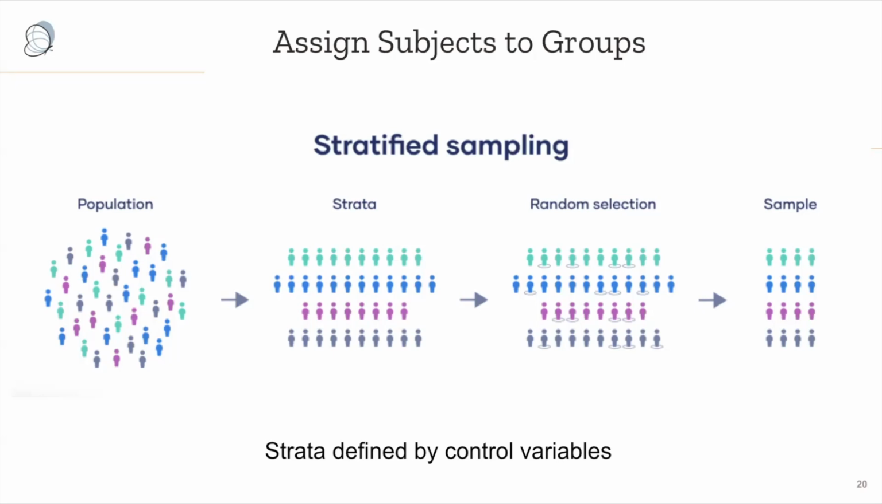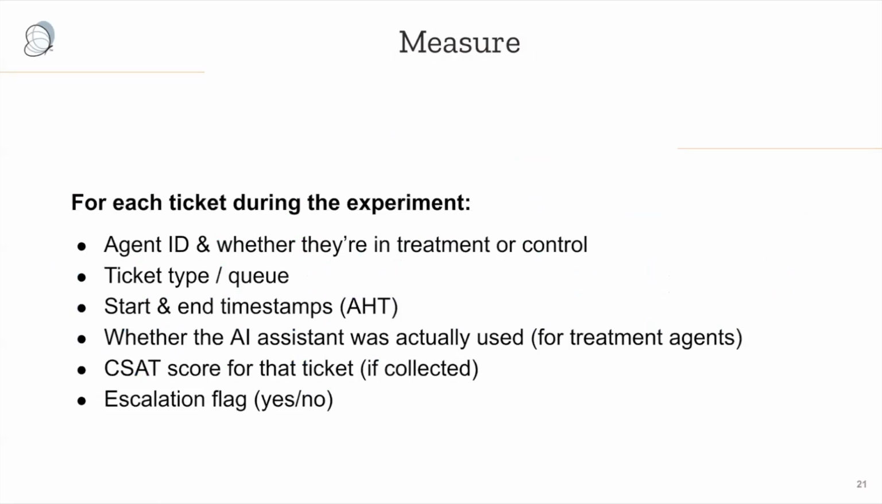that are coming in. Once you've got them sorted out, I've got all the greens and the blues and the pinks and the grays together. I'm going to choose 4 of each of those, for example, and now I've got a sample. The idea is that the impact of the AI system is not going to be hidden because you've got too many green people and not enough gray people, right? Like too many expert agents and not enough new agents, for example. So stratify by the control variables and then measure.